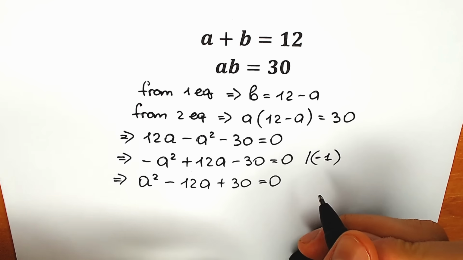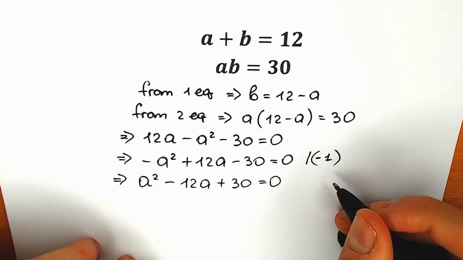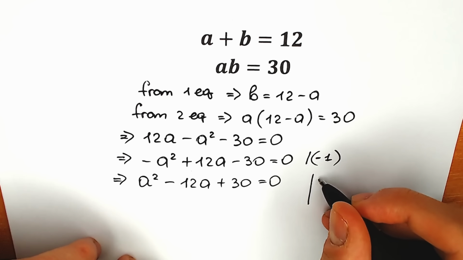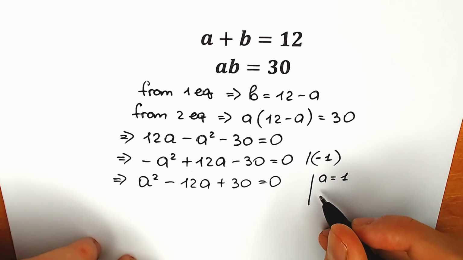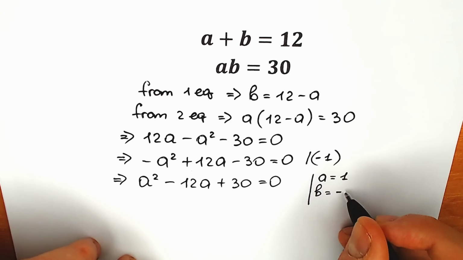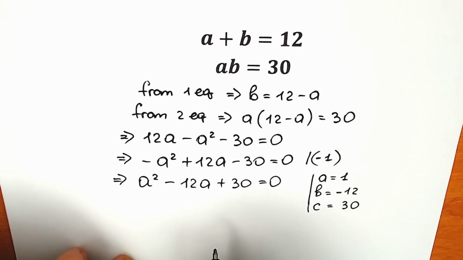Right now we can easily solve it. Of course, this is up to you. I prefer solving this question according to the basic method of coefficients. So the first coefficient a equals 1, the second coefficient b equals minus 12, and the third coefficient c equals 30.